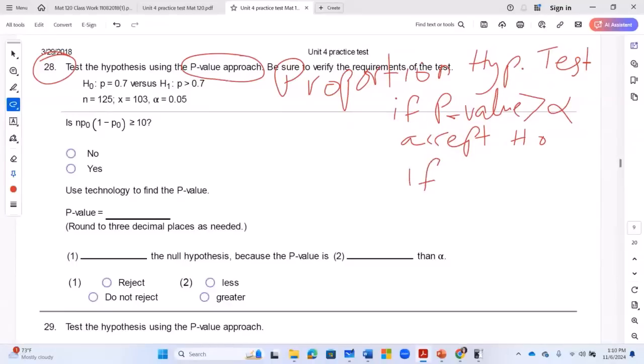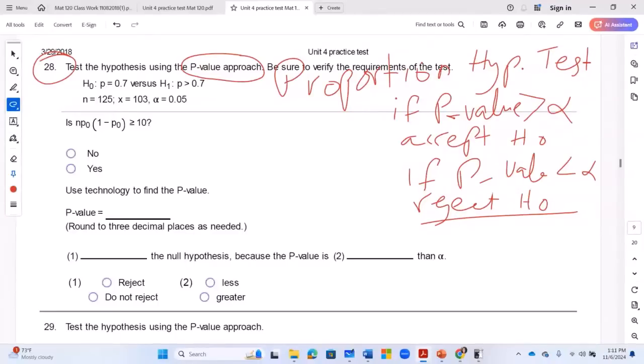If p-value is less than alpha, reject the null hypothesis. All right. And by the way, how do we find p-value? We can find them in our calculator.